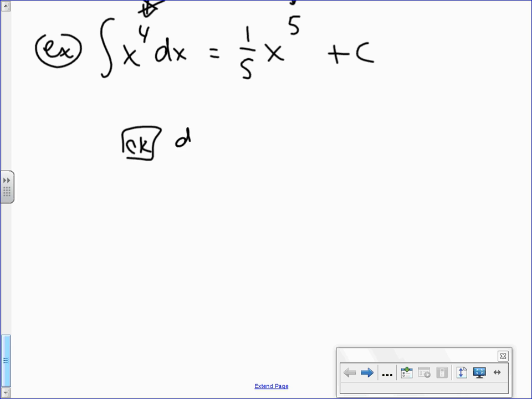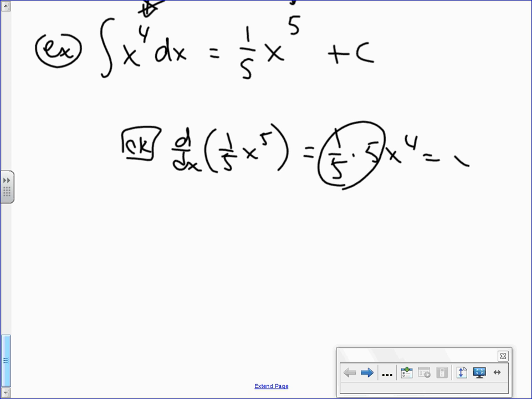What is the derivative of 1/5 x to the 5th? Or it's 1/5 times 5x to the 4th. These two cancel out, and you get x to the 4th. So that's where that division part comes in, to help cancel that piece out. Okay, just another one, just so you can see how it really does work if you pay really close attention.